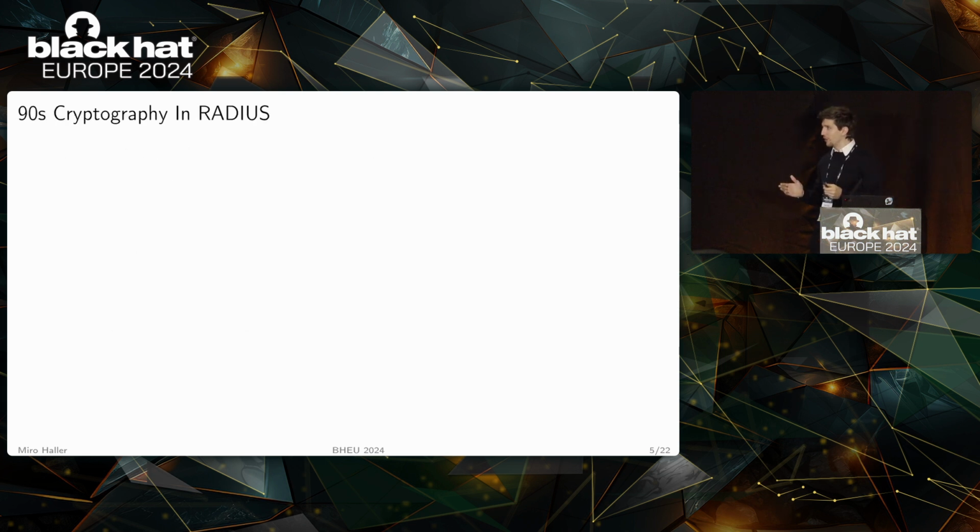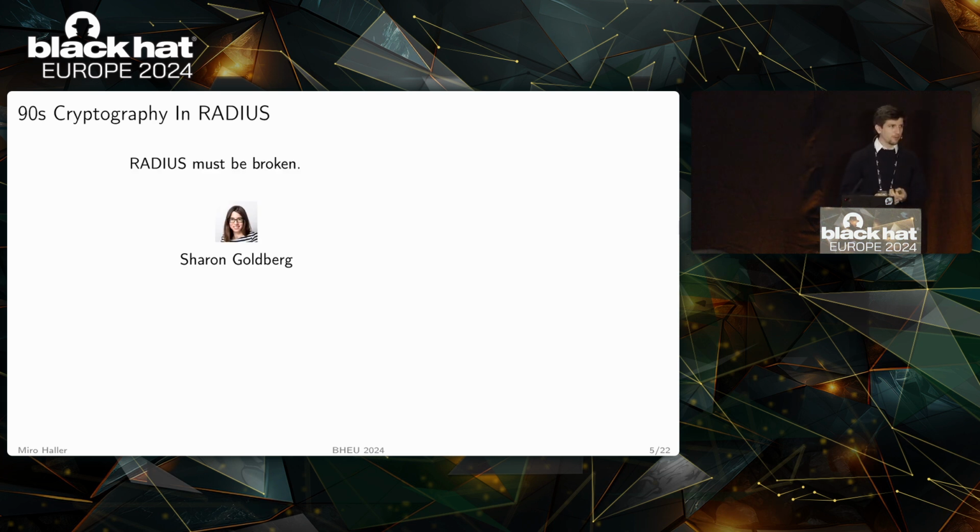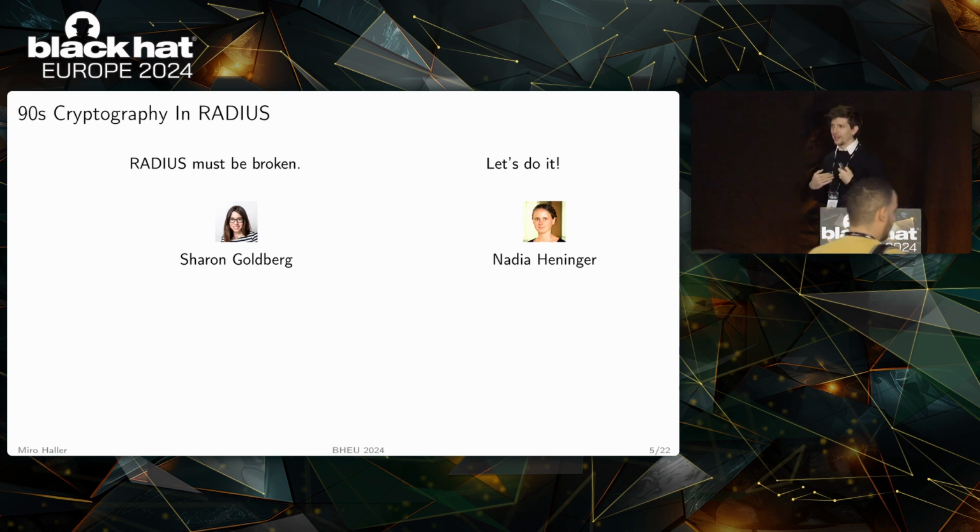All right, so I'm sure a lot of you are already shaking your heads that Radius is still using MD5 in 2024. After all, we know that MD5 has weaknesses since before I was born. And that's exactly how our research started. Sharon Goldberg, one of my co-authors, noticed while implementing Radius for a customer of her startup that it's still using MD5. And so she called my advisor, Nadia Heninger, and told her that she should break Radius. And Nadia was very much on board with this, and so I, as her student, and the other collaborators entered the project that way.